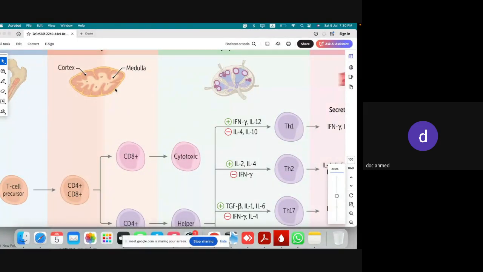Love towards who? We know that your MHC2 loves your CD4 positive cells. CD4 positive cells love MHC2. We know that. And MHC1 loves your CD8 positive T cells. We know that, right?